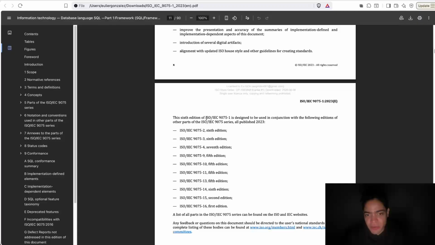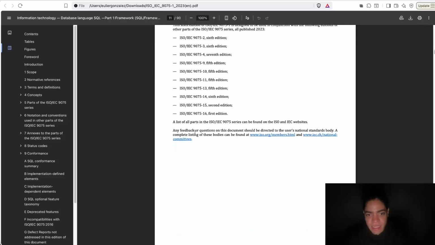The 6th edition of ISO/IEC 1975-1 is designed to be used in conjunction with the following edition. So is all of this, right? A list of all parts of the ISO/IEC 1975 series can be found on the ISO/IEC website. Any feedback or questions on this document should be directed to the user's national standards body.